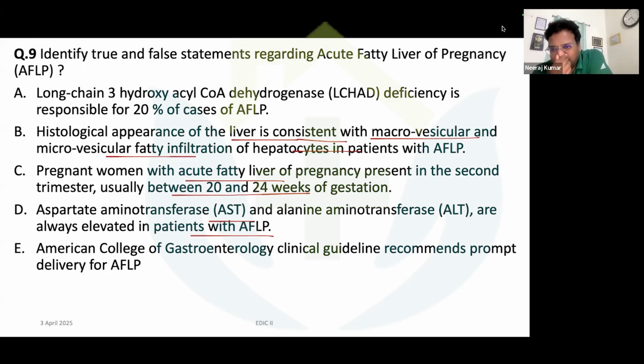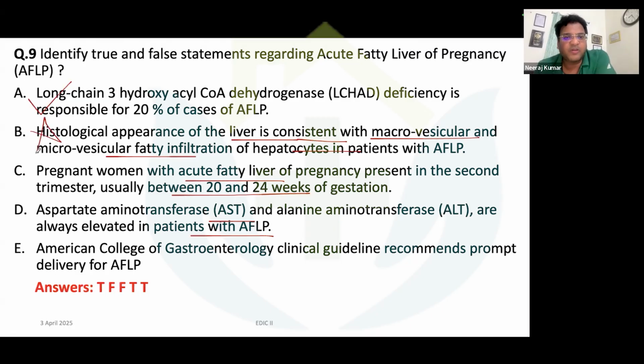First option, true or false? 90% of the patient maybe. Second option. Third option, 20 or 24 weeks. Fourth option, AST and ALT findings and ACOG. Okay, good. So here, first option is true.